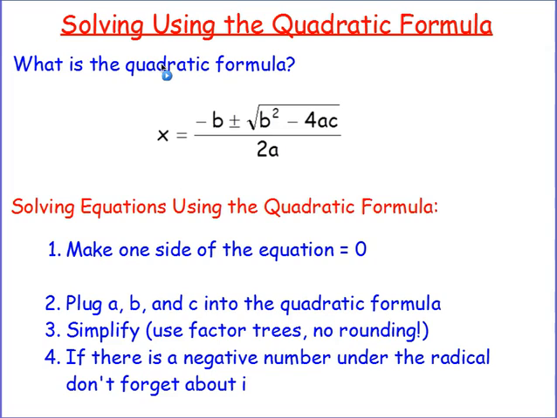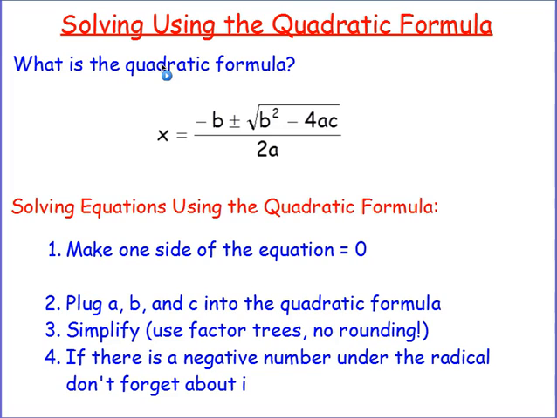This is the quadratic formula, and it says that x is equal to negative b, or the opposite of b, plus or minus the square root of b squared minus 4ac, all divided by 2a.